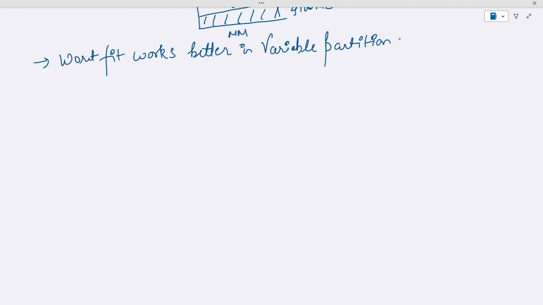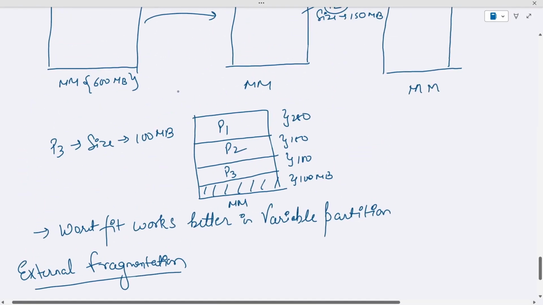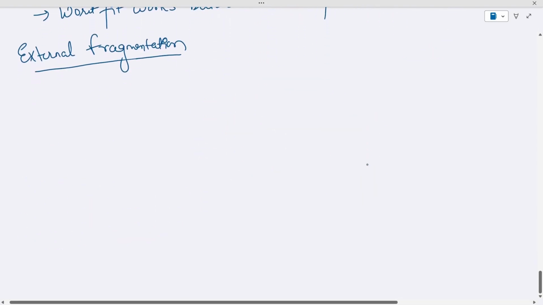In this case, there is also a wastage of memory, but the wastage of memory in this case is called external fragmentation. In the above example, the 100 MB of space that is left is wasted. This wastage of space is called external fragmentation. When all processes occupy the space and the space left in main memory is wasted, it is called external fragmentation.